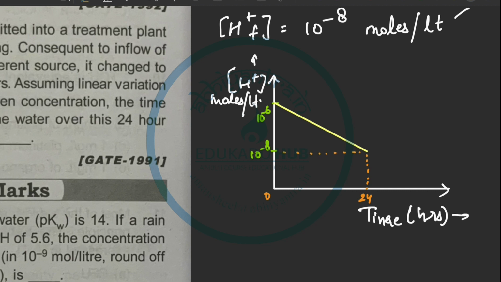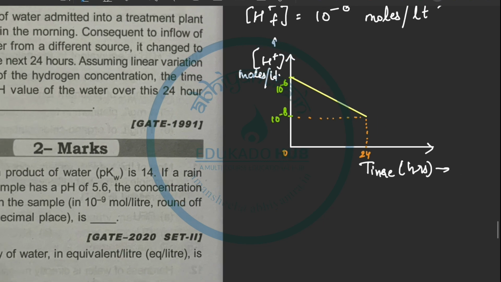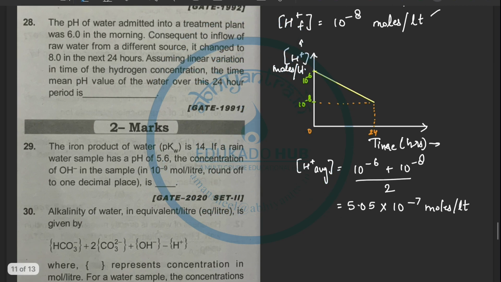Right? Okay, so we have to find the time mean concentration. We can just simply put the average concentration as a simple average. How do we calculate average of two things? 10 to the power minus 6 plus 10 to the power minus 8 divided by 2. It gives us 5.05 into 10 to the power minus 7 moles per liter. So we got the H plus ion concentration average.